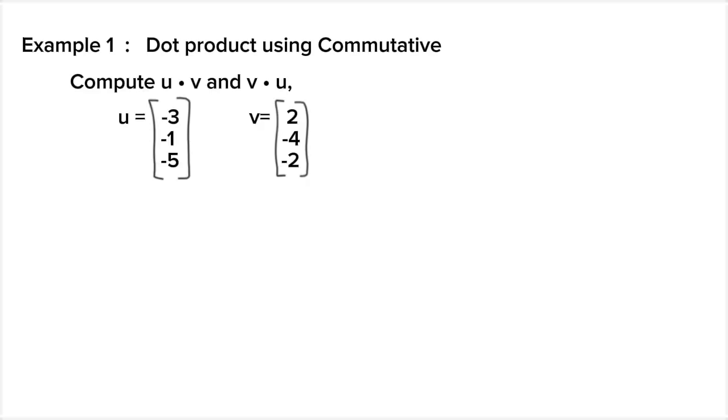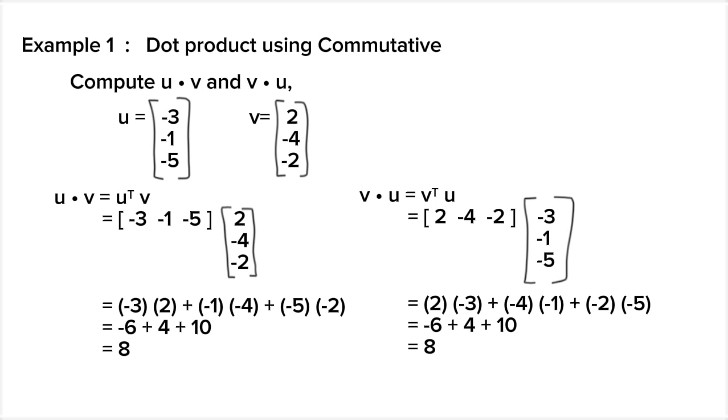So example number 1 for dot product. Let u equal -3, -1, and -5 and v equal 2, -4 and -2. So it will be u times v. It will be -3 times 2 equals -6, plus -1 times -4 equals +4, plus -5 times -2 equals 10. So -6 plus 4 plus 10 is equal to 8.